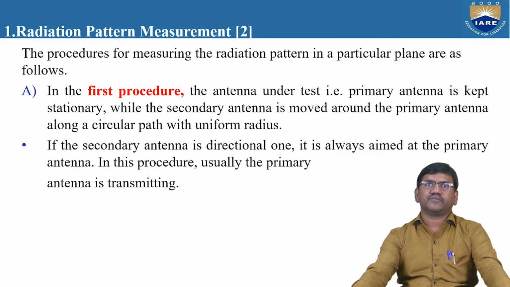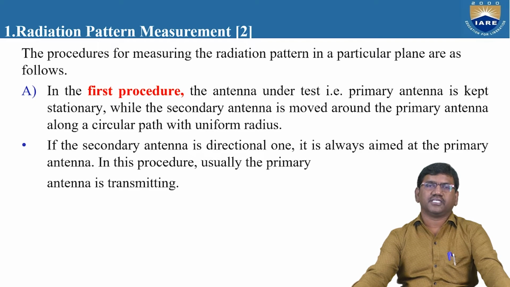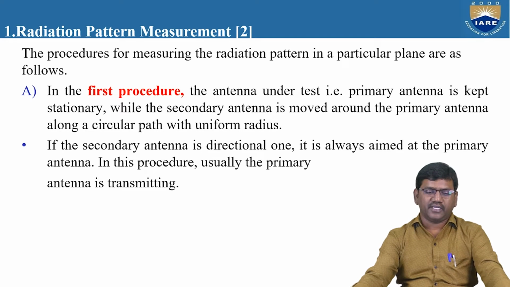There are two types of procedures for us to determine the radiation pattern measurement. In the first procedure, the antenna under test, that is the primary antenna, is kept stationary, while the secondary antenna is moved around the primary antenna along a circular path with uniform radius. If the secondary antenna is a directional one, it is always aimed at the primary antenna.